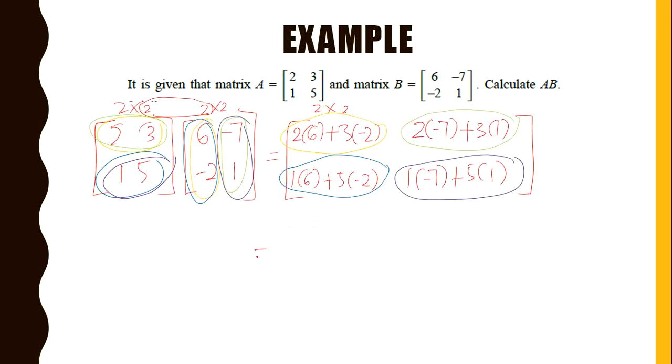Lepas tu, kiralah macam biasa. Berapa nilai ni? 2 times 6 is 12. 12 plus negative 6 will be 6. Okay, untuk yang ni pula, negative 14 plus 3 will be negative 11. 6 minus 3 will be 3. Negative 7 plus 5 will be negative 2. So, this is the answer. Okay, tengok elok-elok.